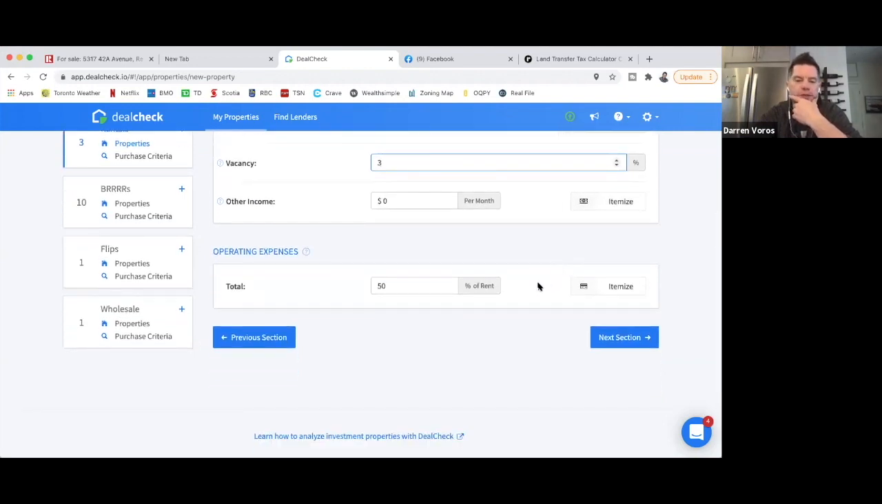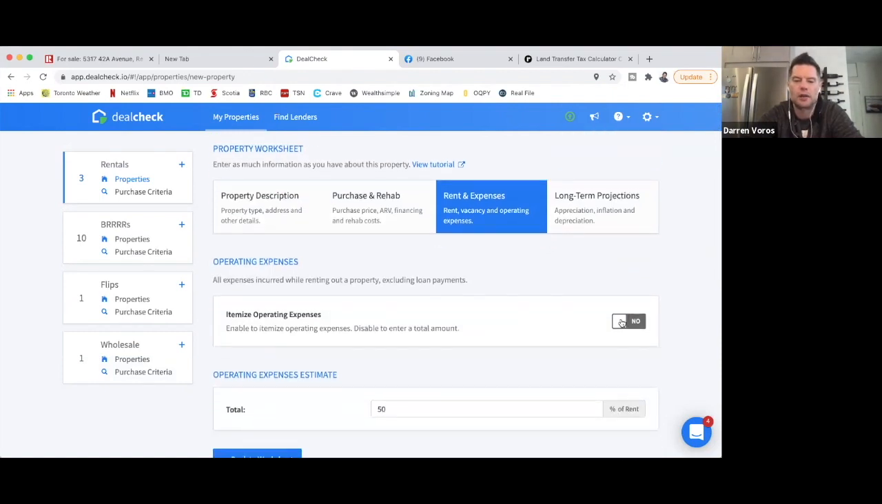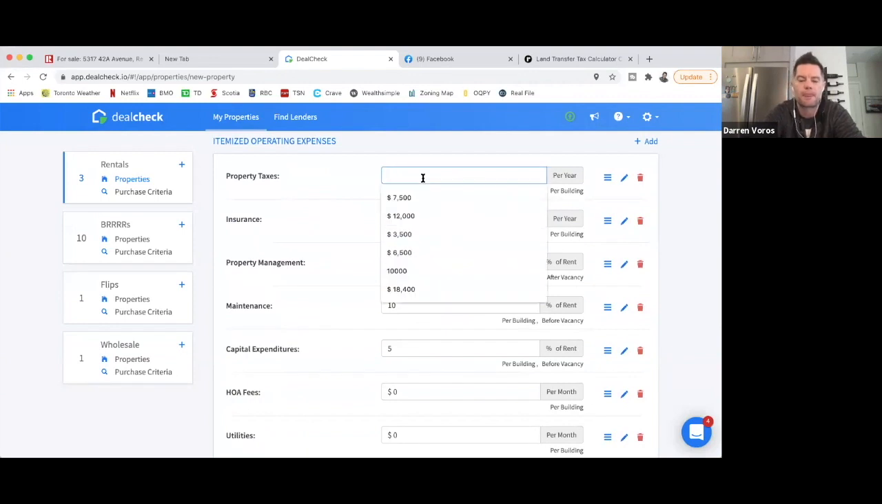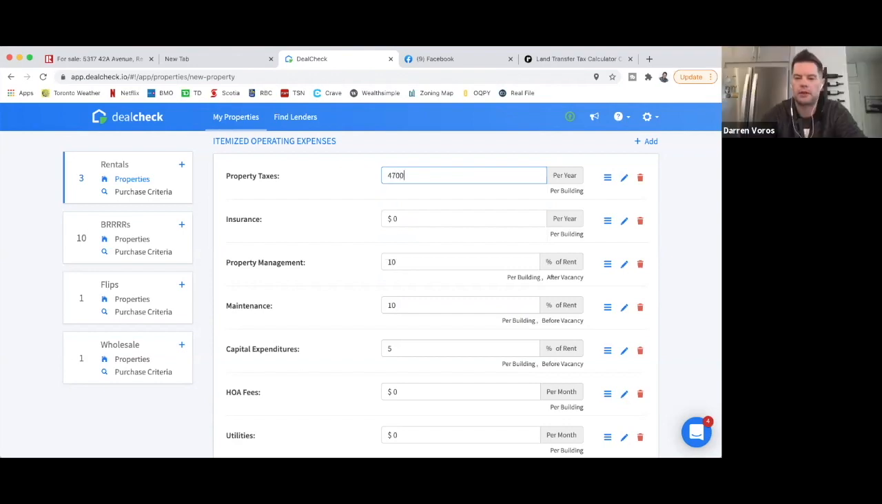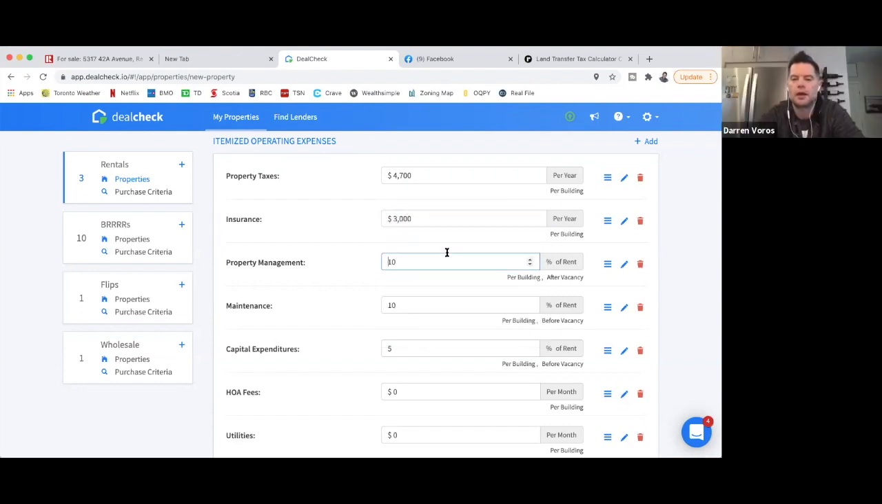Operating expenses. So this we definitely want to itemize. You'll see the software defaults to 50% of the revenue as the operating expenses, but I like to itemize this because I really want to know what's happening. So let's turn itemization on and now we can go through. So what are the property taxes, Adriana? So property tax is $4,700. Okay. And this is per year. Yeah. Insurance, we're at $3,000. Okay. Property management.